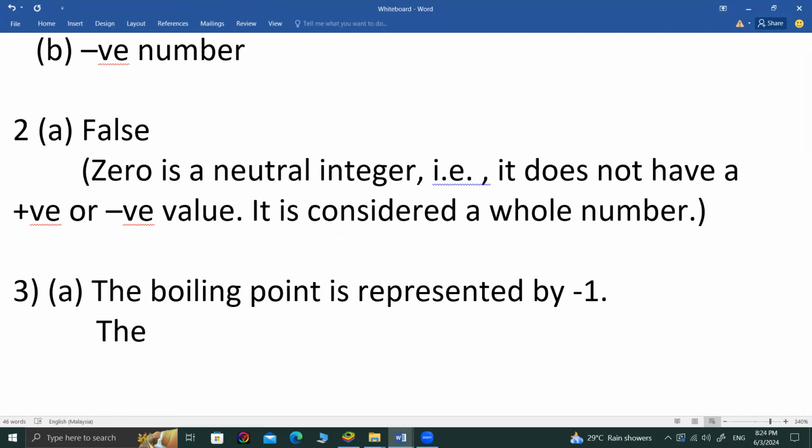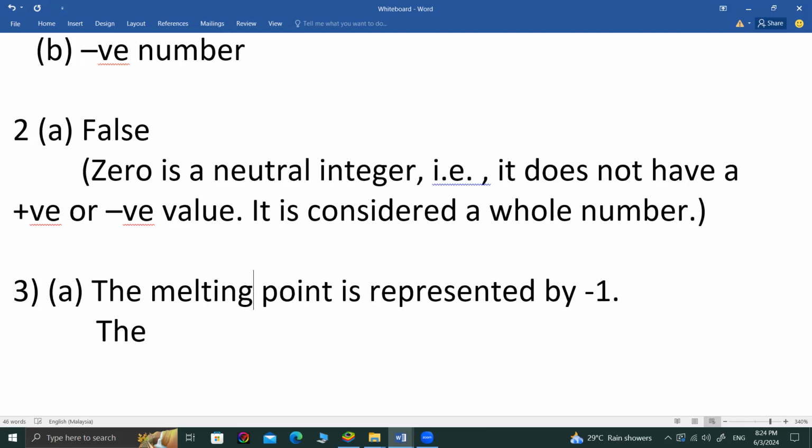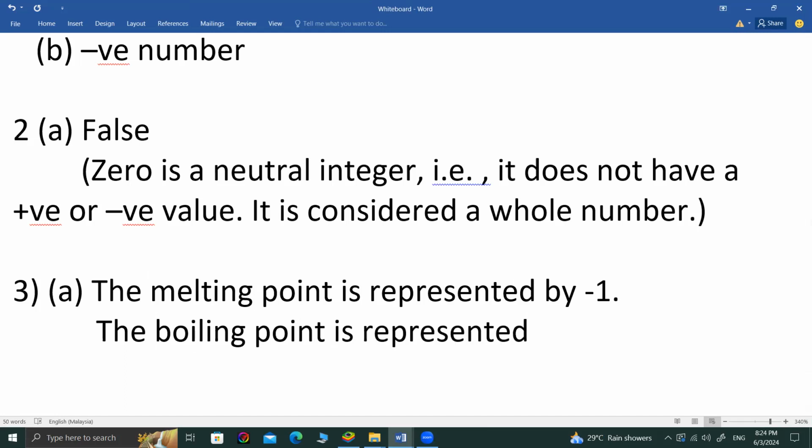Now some school teachers, they say you must do this and that. Okay, now you follow. The boiling... sorry, I made a mistake already. This is melting point. I'm sorry, this is melting point. Then the other one is only boiling. Yes, Zixing, thank you. So this is the boiling point, represented by 90 or positive 90.